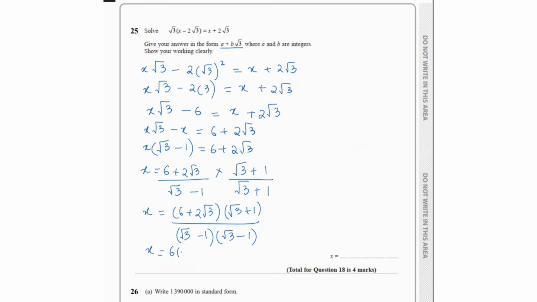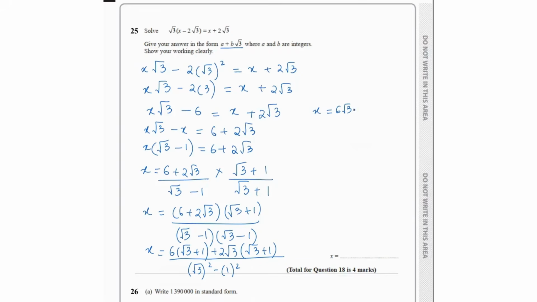So 6 times root 3 plus 1, then plus 2 root 3 times root 3 plus 1. In the denominator, you can expand the bracket like this, or you can just directly do difference of perfect squares, which will leave us with root 3 squared minus 1 squared. That's the shortcut. Because as you can see, it's the same as a minus b times a plus b. So like we discussed before, a minus b times a plus b is the same as a square minus b square. So a is root 3, b is 1. So root 3 square minus 1 square.